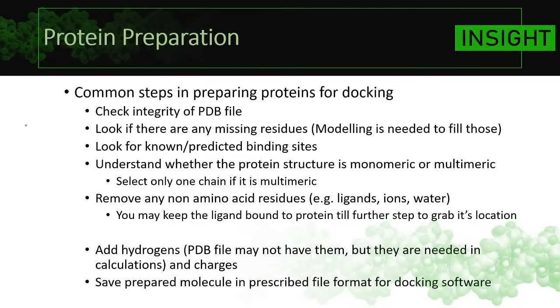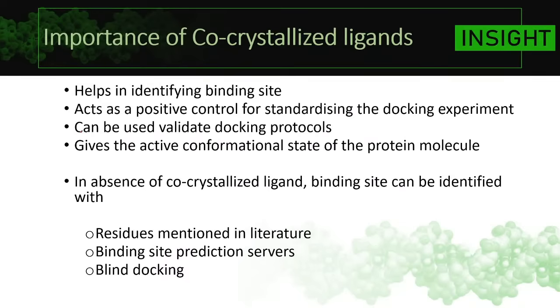In our case, our software is AutoDock Vina, which requires the data to be saved in the PDBQT format, which is an extension of PDB with charge information, that is Q, and the AutoDock type of that atom, that is T. This is the format in which we will be saving our prepared molecules. So after these steps, your protein will be ready to be docked properly, and then of course you have to go for ligand preparation.